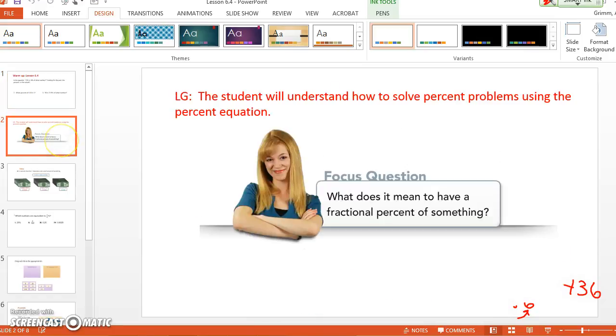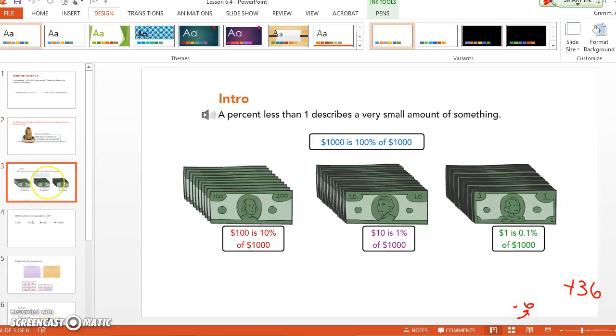All right, learning goal today. So our learning goal today, we're still just trying to solve percent problems. So same thing. And first thing I want you to understand is very, very small percentages. So this part I just want you to kind of listen to and think about using your brain.